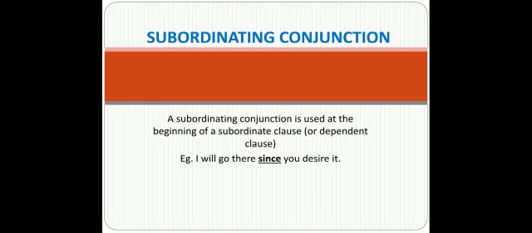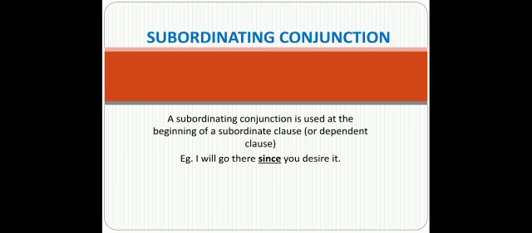So, in today's class, we will start with the second part of conjunctions, that is subordinating conjunction. A subordinating conjunction is used at the beginning of a subordinate clause or dependent clause. Now, before we move further, you must understand what is a clause.